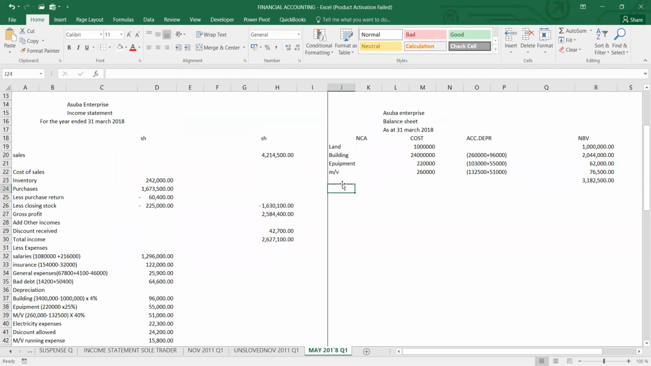Then we come to current asset. Current asset starts with the inventory, that is closing inventory, which we will find in the trial balance. It was 25,500.